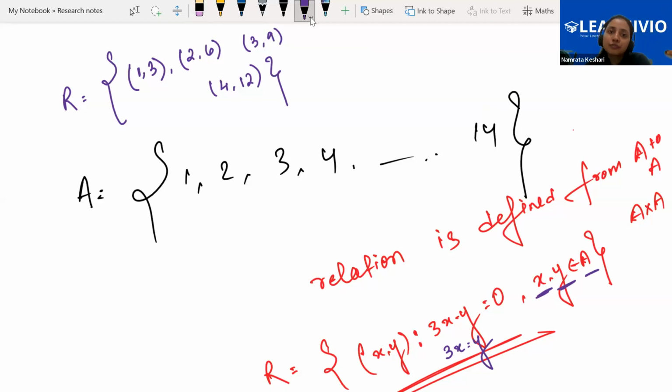Again, from where did it come? In the Cartesian product, all the possible ordered pairs will be there. Here, only a few of them are there. That's why we say a relation is a subset of the Cartesian product.